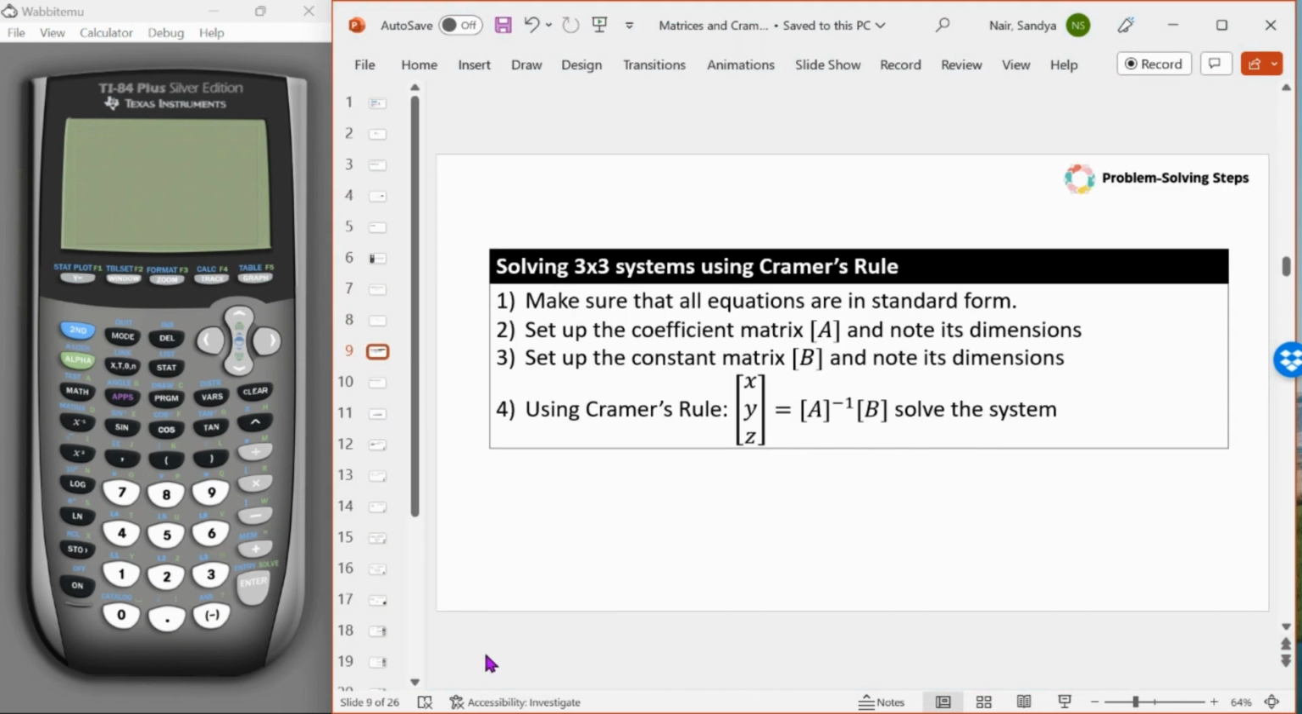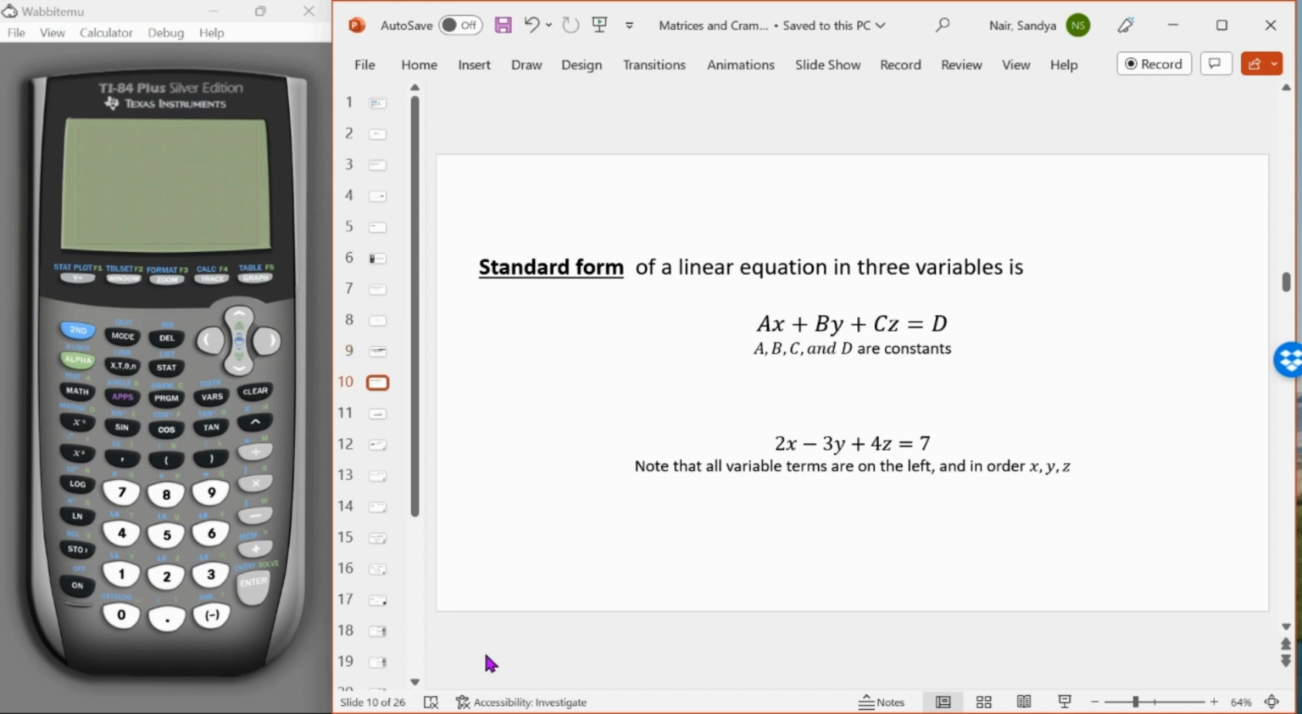So here's what we're going to do to solve these systems using Cramer's rule. So we're going to start off by making sure that all our equations are in standard form. Then we're going to set up the coefficient matrix A and note its dimensions. Then we'll set up the constant matrix B and make sure to note its dimensions. And then finally, we'll use Cramer's rule, which tells us that xyz equals the inverse of A times B to solve the system of equations.